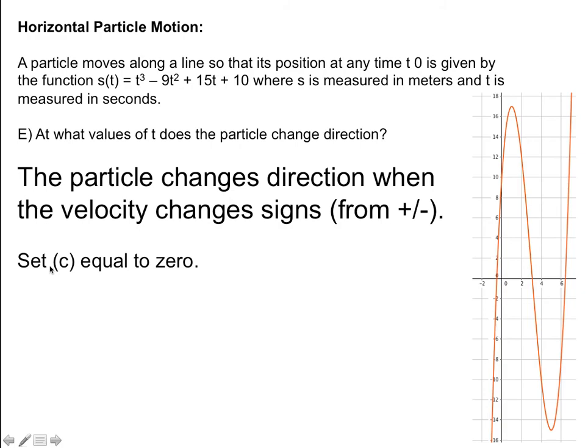So we're going to have to take our derivative, which is from part C, and set it equal to 0. The particle changes direction when the velocity changes signs. So think about a number line, and think about velocity as just values. If we go from positive to negative, we had to have passed through 0. And that's this location. That's where our slope or instantaneous rate is 0. And at this position, again, our slope or instantaneous rate is 0.